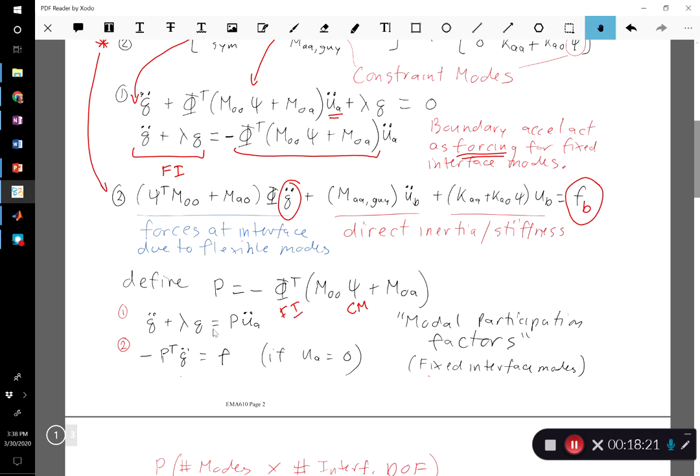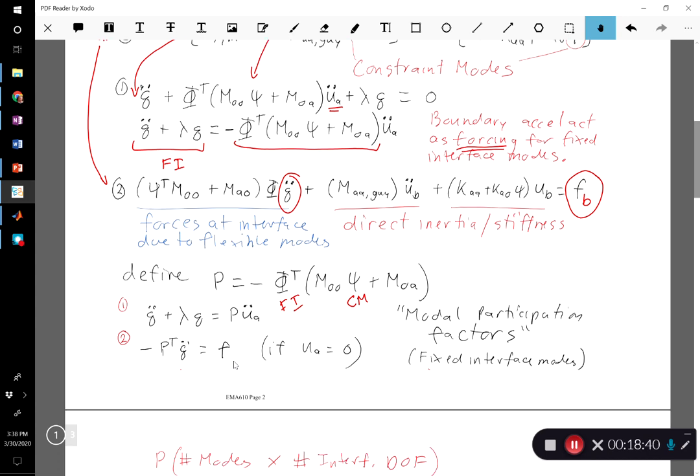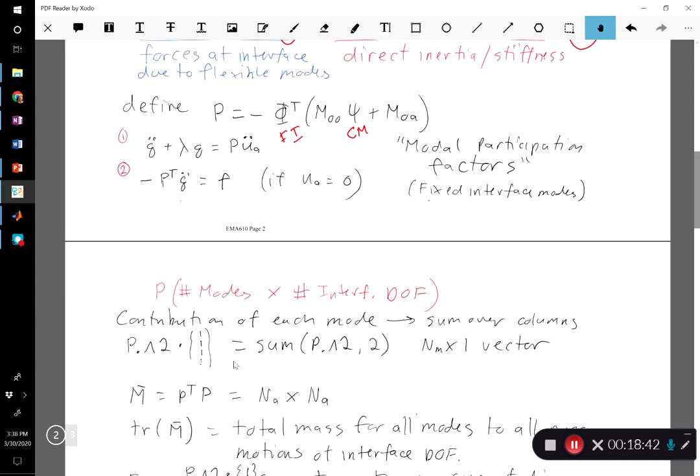Okay, so we have these two equations, and they both involve P, and I left out the boundary motion in this second one. So they're important in these two different ways: how the fixed interface modes get excited, and how those modes transfer forces to the boundary if they do get excited. So we use that to construct a metric.